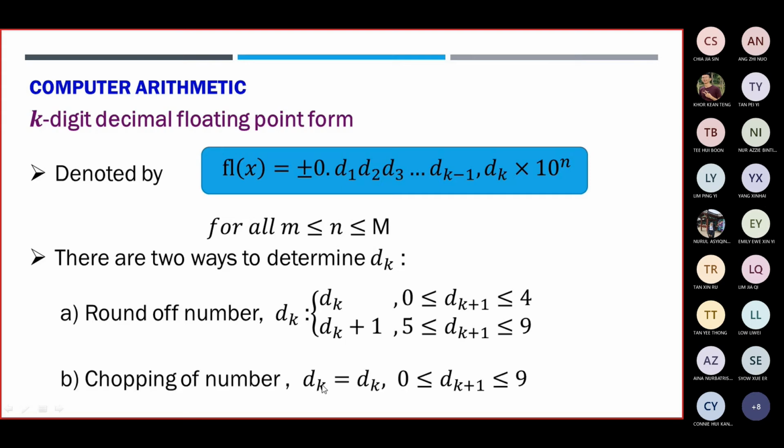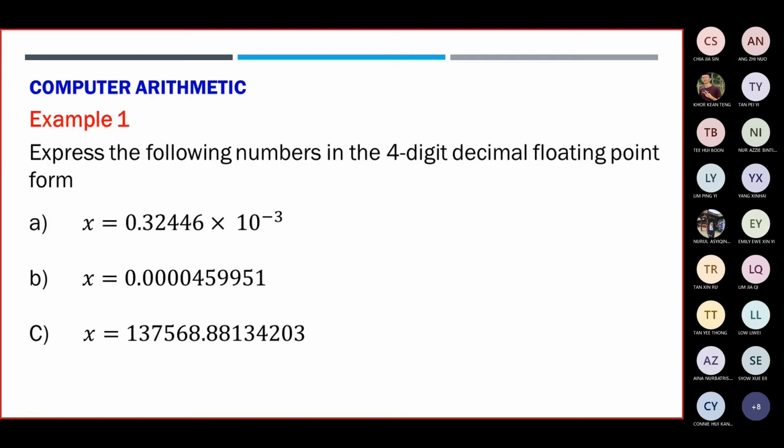In chopping, the computer will read the digit value between 0 to 9 without splitting in this form. So whatever comes like 2.9 will be read as 2. We call this chopping of numbers. Let me take some examples for better understanding of the concept, so that you can get a clear picture.